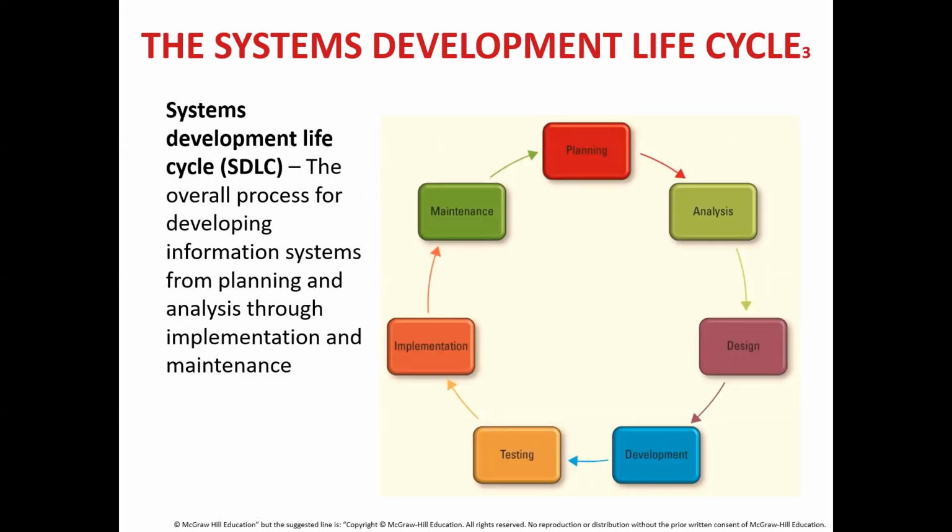The system development lifecycle. In software engineering or systems engineering, information systems and software engineering, the software development lifecycle, also referred to as application development lifecycle, is a process for planning, creating, testing, and deploying an information system. The overall process for developing information systems from planning and analysis to implementation and maintenance. The phases in the SDLC include planning, analysis, design, development, testing, implementation, and maintenance.